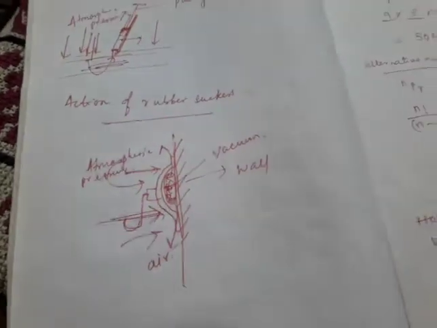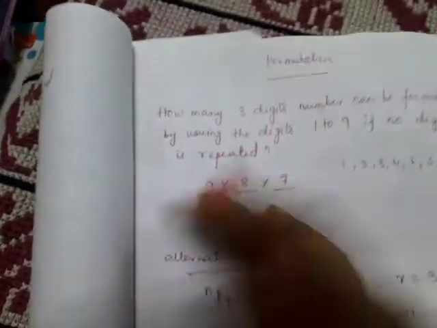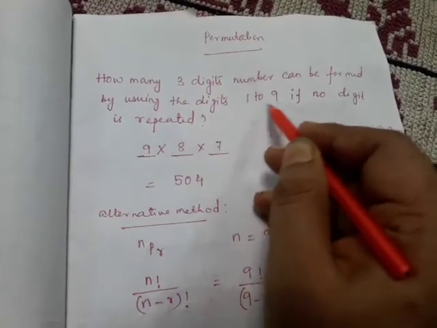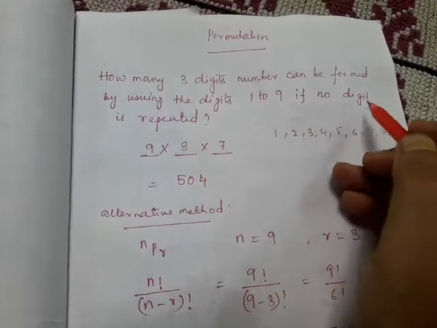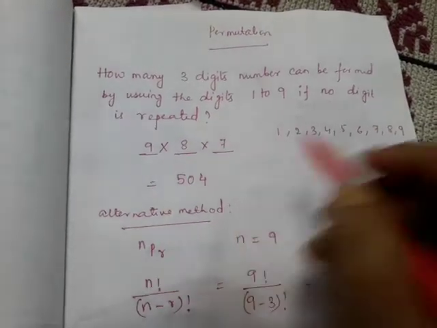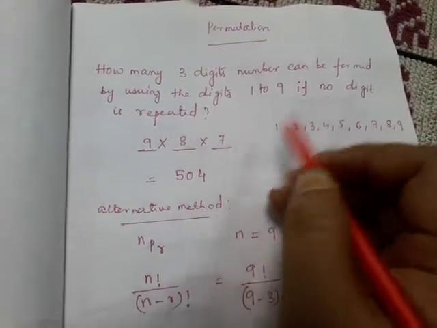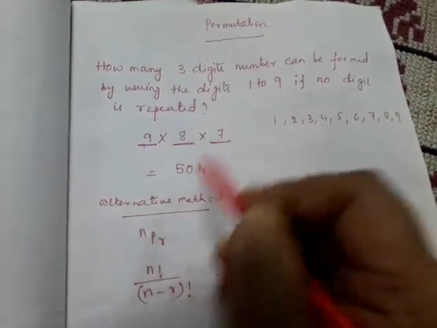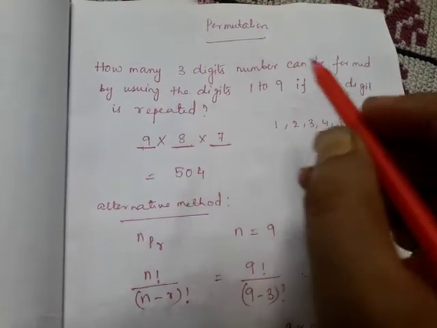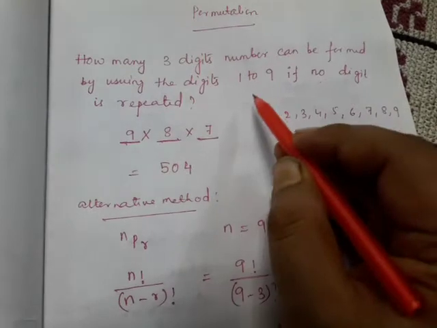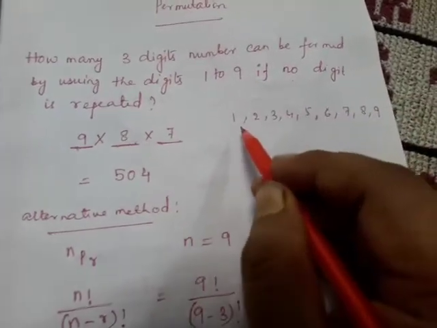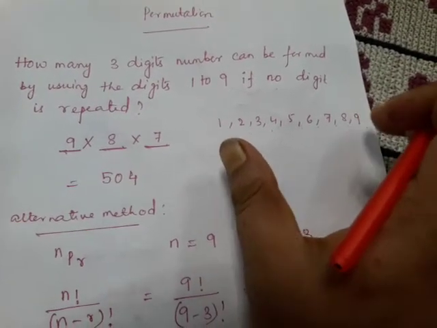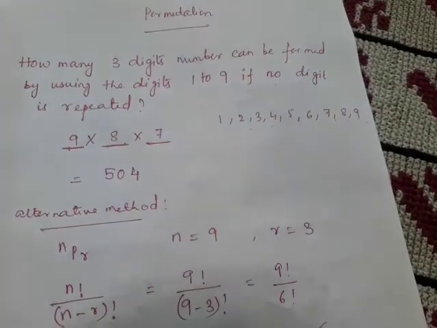Now see some sums. The question is, how many 3 digit numbers can be formed by using the digits 1 to 9 if no digit is repeated? You have to make 3 digit numbers. You have 3 places, because you have to form a 3 digit number from the given numbers 1 to 9. So you write 1 2 3 4 5 6 7 8 9. These are my options, and from these we have to find how many 3 digit numbers are possible.